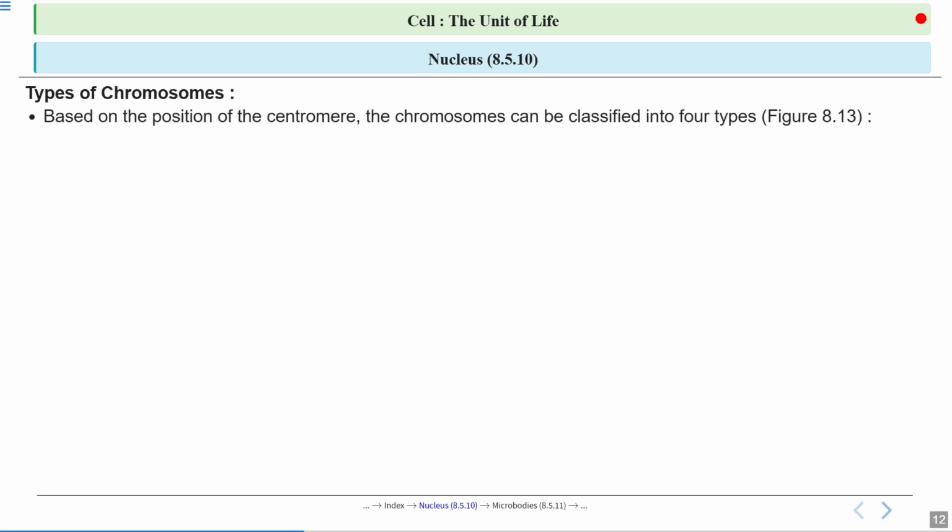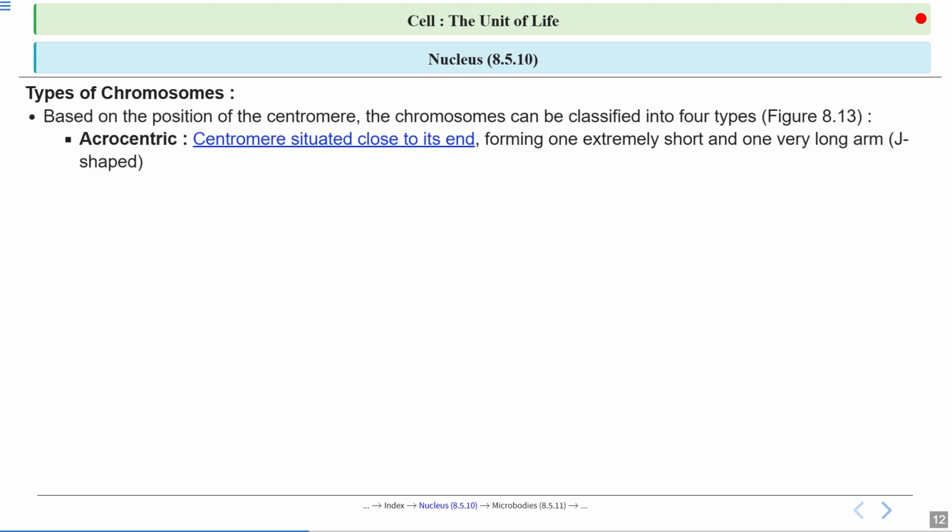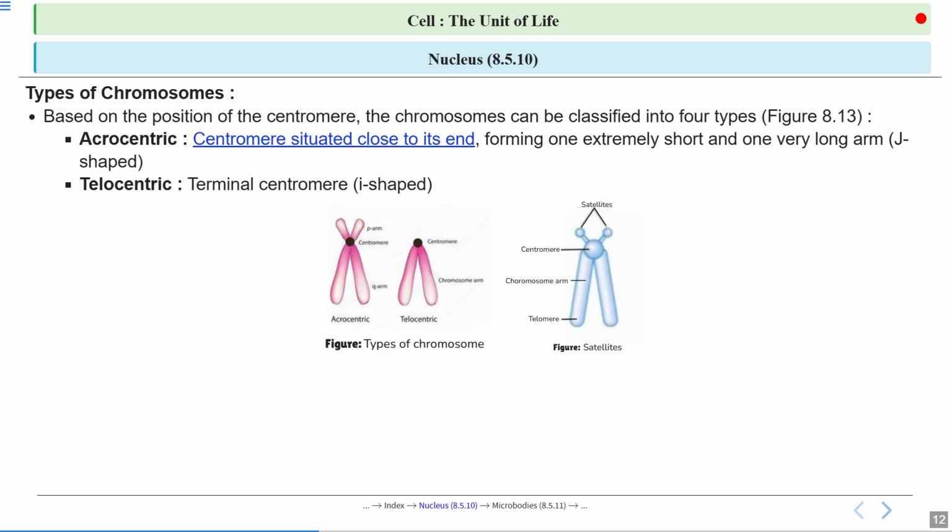Now the next type of chromosome is acrocentric. So in acrocentric, what happens? The centromere is situated close to its end, forming one extremely short and one very long arm. Then there is telocentric. Here the centromere is terminal. So this is an acrocentric chromosome. Here the centromere is situated close to the end, but it is not at the terminal position. When the centromere is at the terminal position, it is known as telocentric.